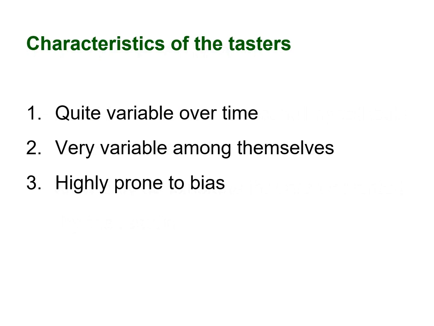So there are a few characteristics of the testers. The main thing is they can be quite variable over time and also very variable among themselves, and they are highly prone to bias. For example, in a durian sensory evaluation, some people might not like the durian taste at all, and on the other end of the spectrum, from 0 to 100, some people might like it 100%. So many people can be highly prone to bias.